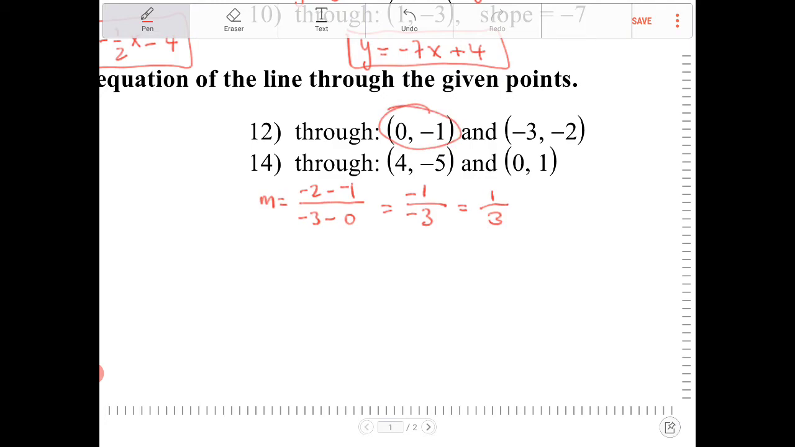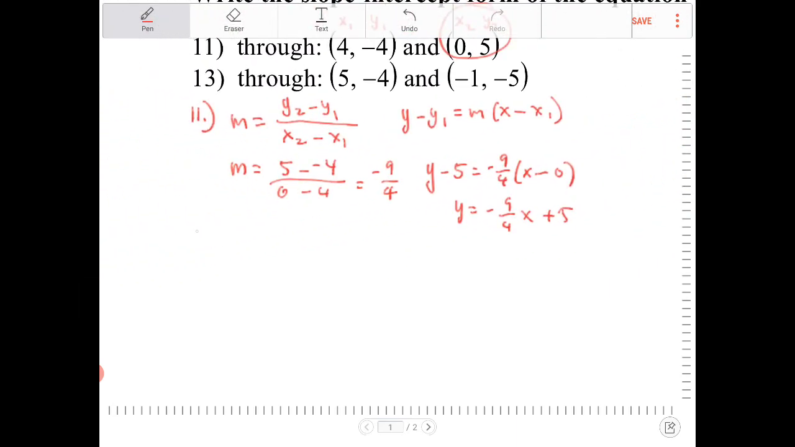For the equation of a line, anytime the x-coordinate is 0, I encourage you to use that point, because immediately you can tell that this is going to be your y-intercept. So this is y is equal to 1/3 x minus 1. So that's question number 12.